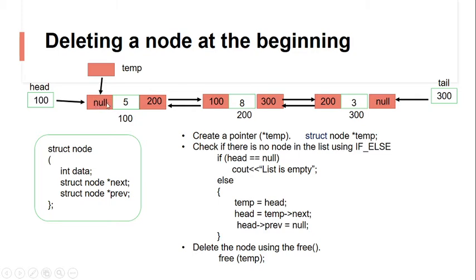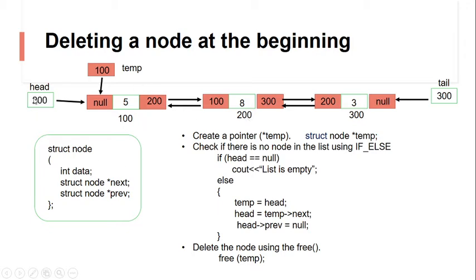So remember, the previous value of the first node is null, and the next value of the last node is also null. If we remove this one, head will now turn to 200, and 100 will now turn into a null value, so 8 will become the first node. Okay, so let's simulate it. So our first temp is 100, since head will become 200 now, because 5 will now be deleted.